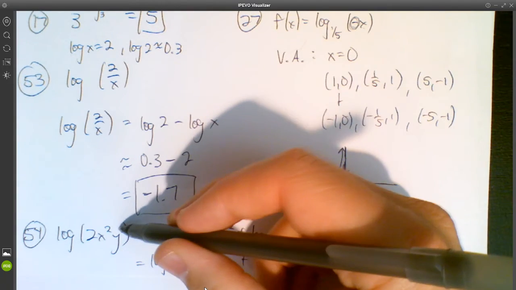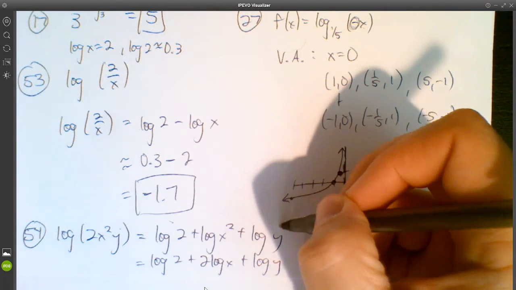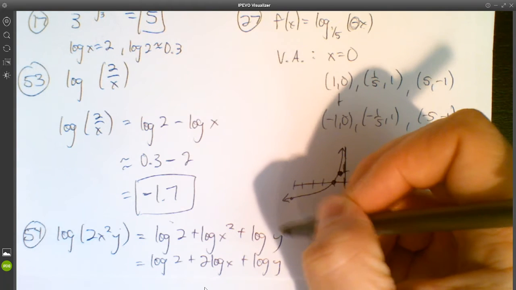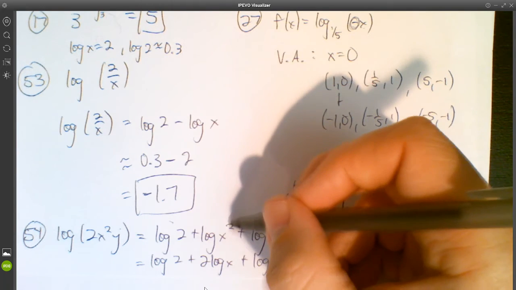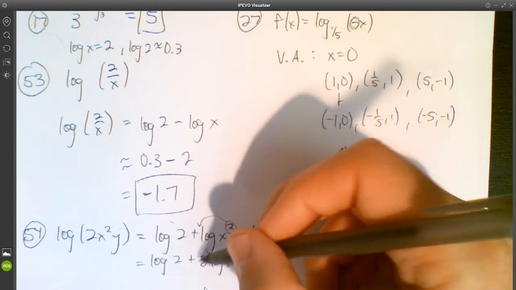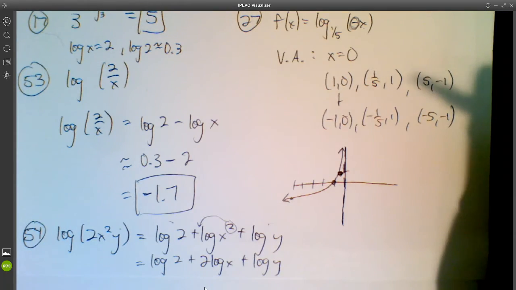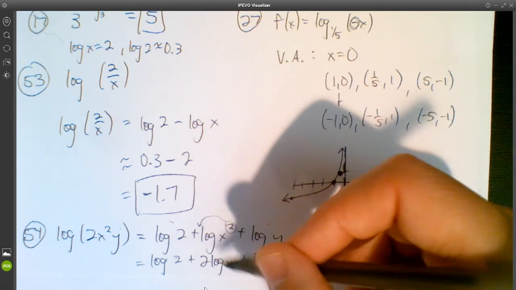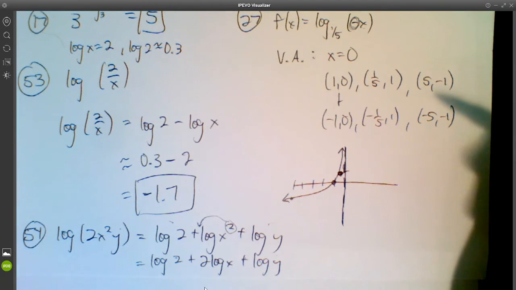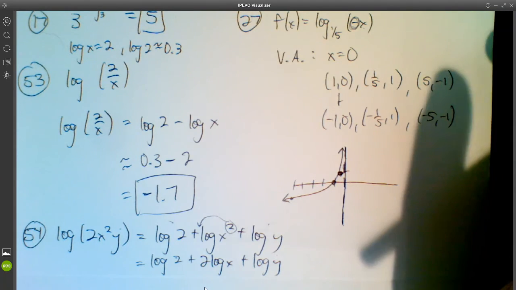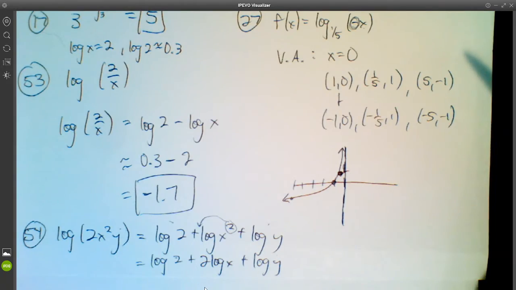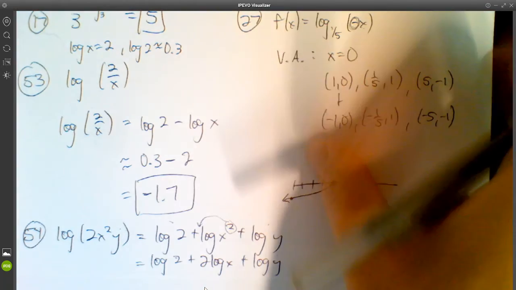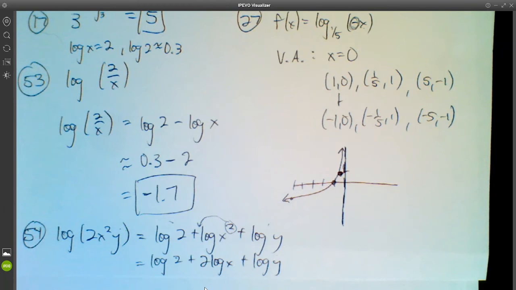So to get from here to here, this first step, I'm using the product rule. And then to get from the second step to the third step, I'm applying the power rule, right? Bringing this exponent down in front. And now you can plug in, I'm not going to finish it, but now you can plug in the values for log 2, log x, and log y that you were given in the problem to figure out what the numerical value of this thing would be. So that's all I'm going to say about 53, 54, 55. And that's it for 3.2.